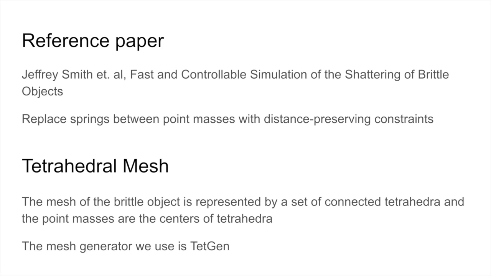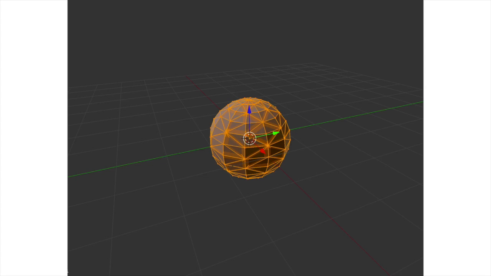And the mesh of our brittle object is represented by a set of connected tetrahedra, and the point masses are the center of those tetrahedra. And the mesh generator we are using is TetGen. Here is an example of the sphere tetrahedralized by TetGen.